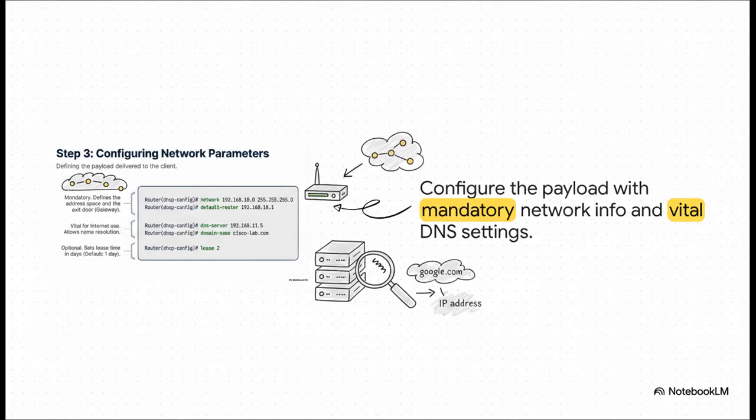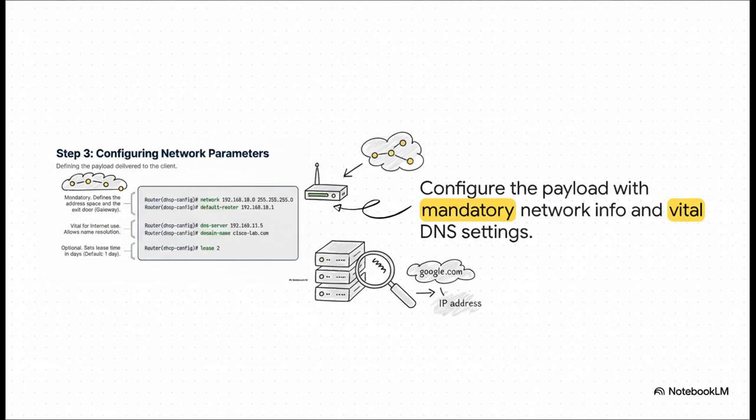Now for the good stuff, the payload. Inside the DHCP pool config, we define the network, which tells the client what subnet it belongs to. We set the default router, which is its ticket to the internet, and we provide the DNS server, which lets the client turn names like google.com into actual IP addresses.